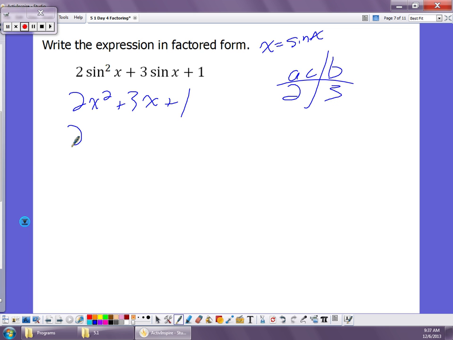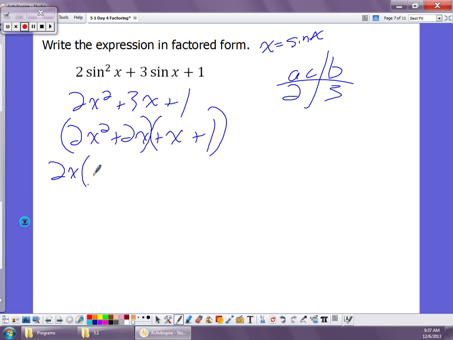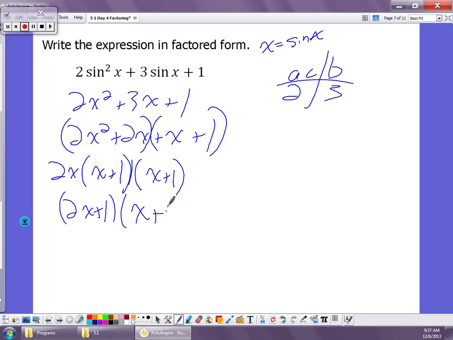So 2x squared plus 2x plus x plus 1. And then we go ahead and make the boats, factored by grouping. Okay. So now we just do greatest common factor, 2x. Factor out a 1. So 2x plus 1, x plus 1. All right, so that's in factored form. And the last thing we have to do is just put sine x back in. So 2 sine x plus 1, sine x plus 1.